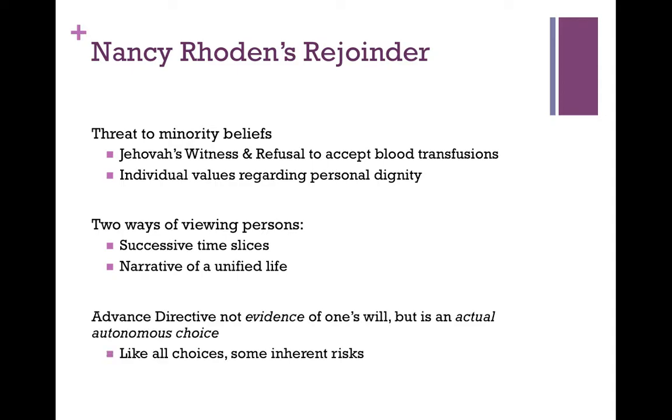And what Broden points out is that your advance directive is not simply evidence of what you would want. She says it's an actual choice that you've made. And like all choices, there are going to be some inherent risks involved. So if I say to you, don't keep me on any artificial assistance whatsoever, well, that's a choice I've made. I've said to you, don't do this. And there is risk of it being misinterpreted. There's risk, though, in everything we do. There's risk when you walk across the street.